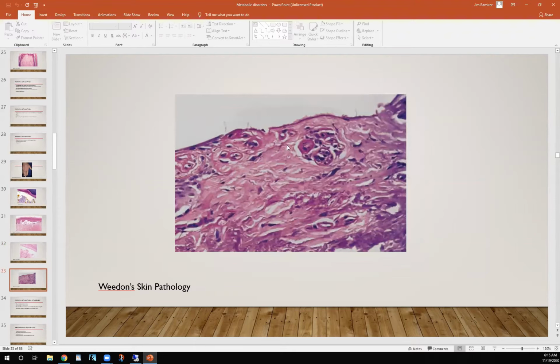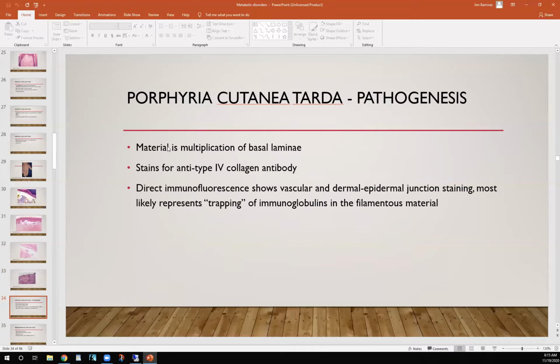And if you want to, you can do a PAS stain, which nicely highlights this thickened PAS positive material around the blood vessels. It can be helpful in diagnosis. So the pathogenesis: this is basement membrane material, so you get multiplication of the basal lamina. That's what's going on right here, actually. It stains for anti-type 4 collagen, if you wanted to do that, but we find PAS works, and it's much cheaper and easy to do. And the DIF shows some deposition of immunoglobulin around vessels and at the DEJ. This is probably just trapped immunoglobulin. This is not an immunobullous process, but it's important to be aware of that so as not to overcall an immunobullous disease.